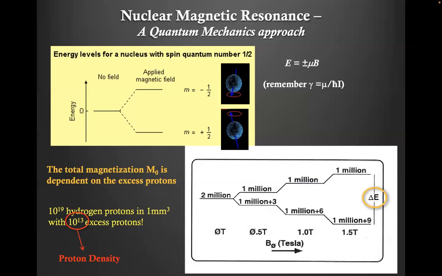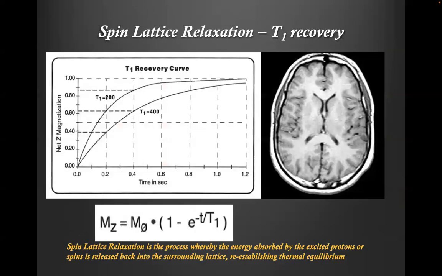So for example, in fluid like CSF, you'll have a lot more protons than in the bones. There will be fewer protons. So that's an MRI contrast that you're going to see. Other than the proton density, you are also going to see some image contrast, so-called T1 weighted imaging.